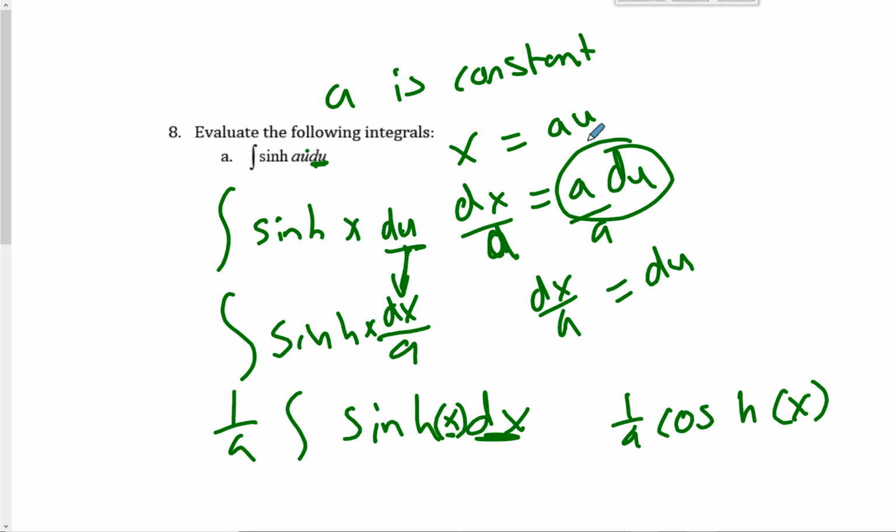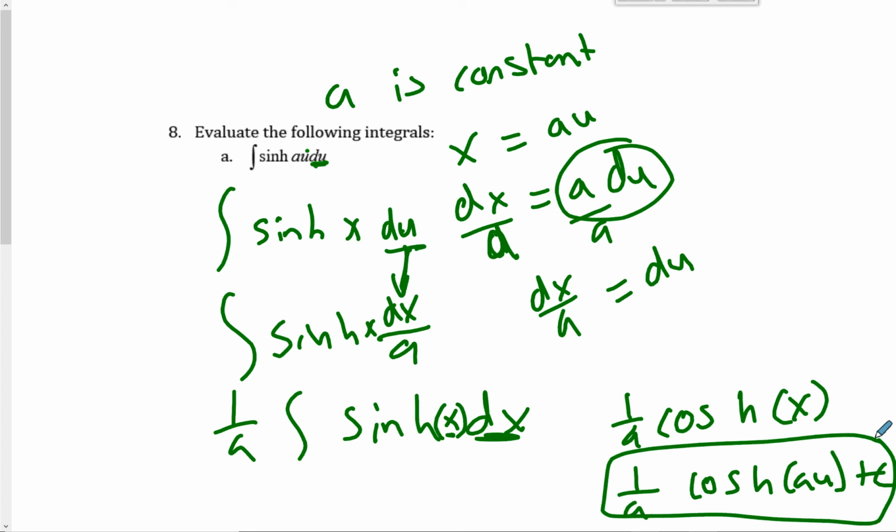But my x is au, right? So now I got to substitute that in. Maybe I should put this closer together. Hyperbolic cosine of au times 1 over a, and then I got to add c at the end. Okay, so there you go.